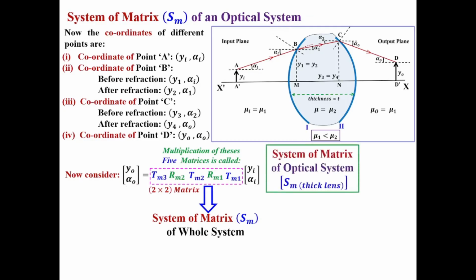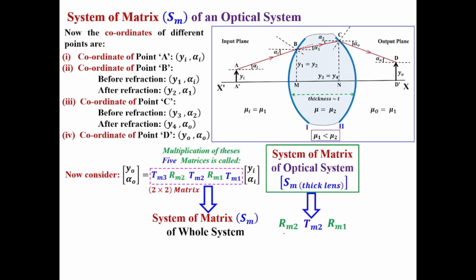Now if I'm going to consider the system matrix of an optical system, this is the whole system. Here the optical system is this thick lens. If I consider only the thick lens and its corresponding system matrix, what will it be? It is represented as SM, and in brackets I write thick lens, or you can write optical system. It will be this one.